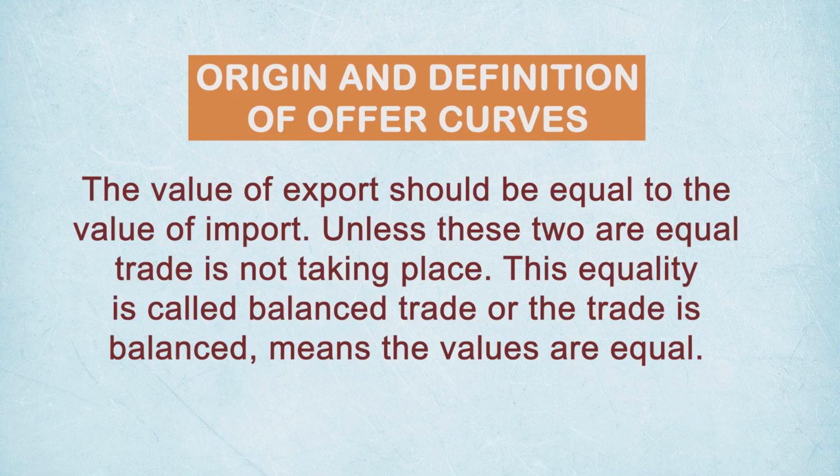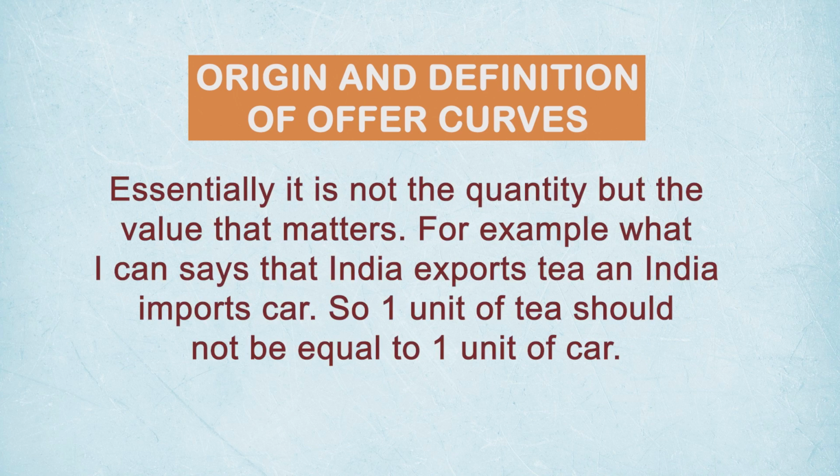And then, as I said, the value of export should be equal to the value of import. Unless these two are equal, the trade is not taking place, meaning trade is not satisfied. And this equality is called balanced trade, or the trade is balanced, meaning the values are equal. Now, as I said before, essentially it is not the quantity but the value that matters. For example, say India exports tea and India imports cars. So 1 kilogram of tea, or 1 unit of tea, should not be equal to 1 unit of car.